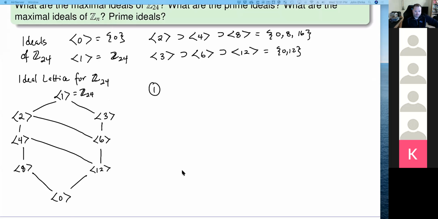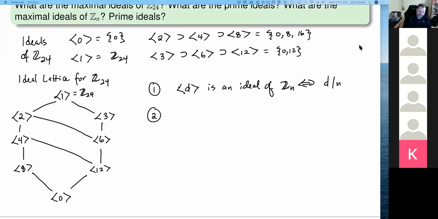First, D is an ideal of Z mod N if and only if D divides N. And what I mean by that is these are the non-trivial ideals, right? So the non-trivial ideals, the ones here in the middle, including 0, I suppose, are the elements for which D divides N. So that's how you get a non-trivial ideal in Z mod N.